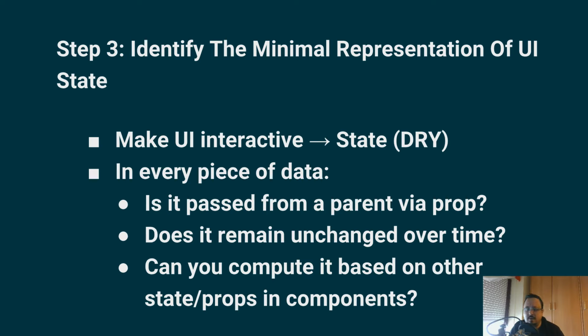So if I can have one variable for this, or I can derive this from there, I just keep it on that. And they recommend us to ask 3 questions about every kind of state property we have to add here. So is it passed from a parent via props? Does it remain unchanged over time? Can you compute it based on other state props in components?